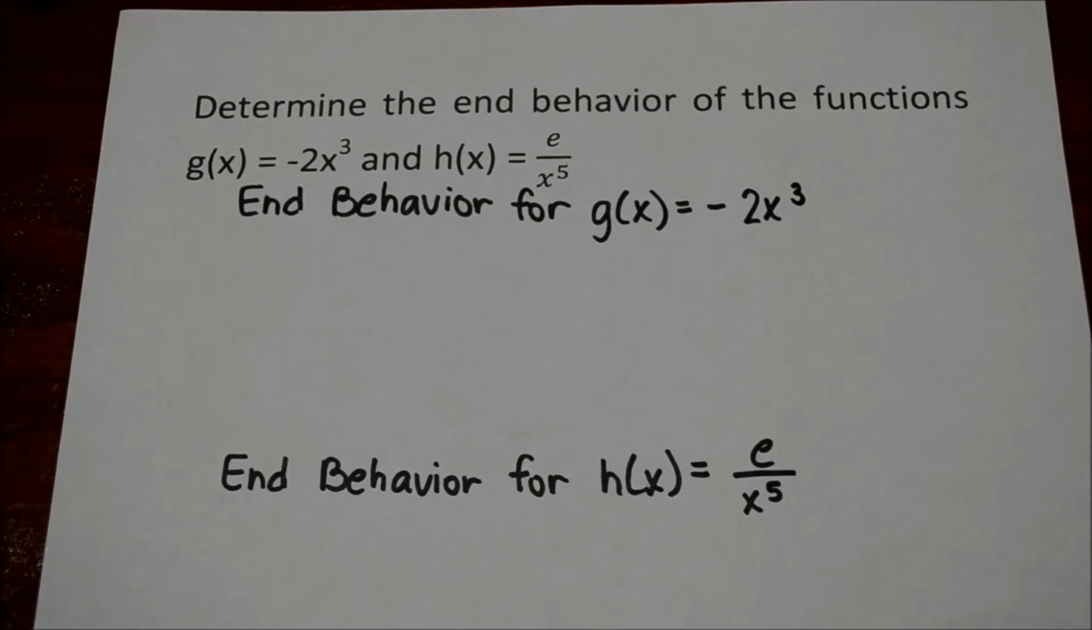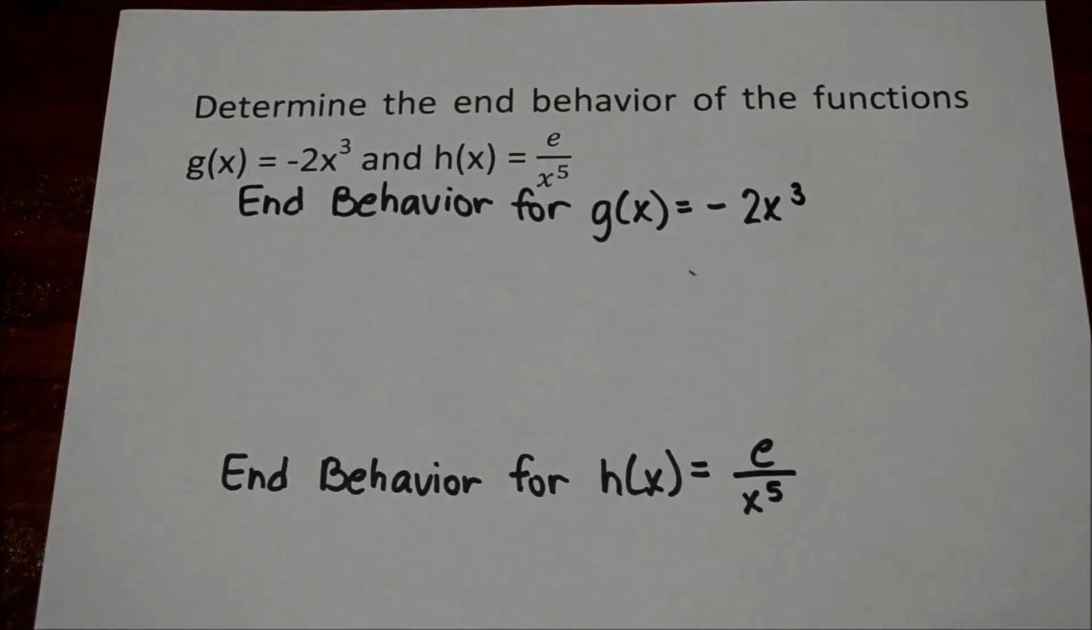Let's find the end behavior for the graph of g of x is equal to negative 2x cubed. I can visualize what the graph of negative 2x cubed would look like because I can remember how the parent function, which is only x cubed, looks like. I can determine that this function is reflected across the x-axis and it is vertically stretched by 2. If you can't visualize this function like the way I do, you can use a graphing calculator to graph g of x is equal to negative 2x cubed.